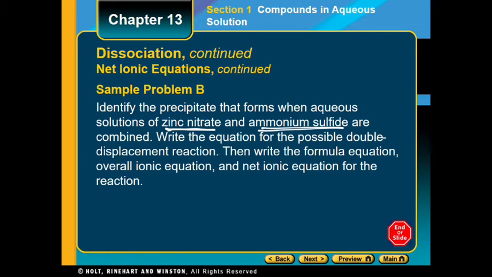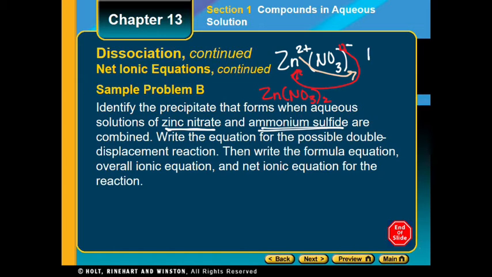So zinc nitrate. Zinc has a 2+ charge, nitrate has a 1- charge. Because they're all ionic, we're doing the crossover method here. So the 2 crosses over. The understood 1 would technically cross over, but we don't write the 1s. That becomes our new subscript. And you end up with zinc nitrate. And then for ammonium sulfide.